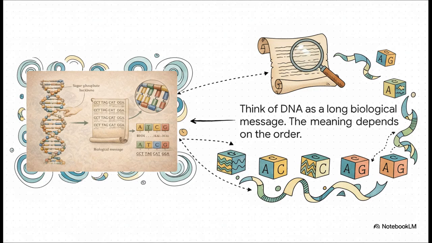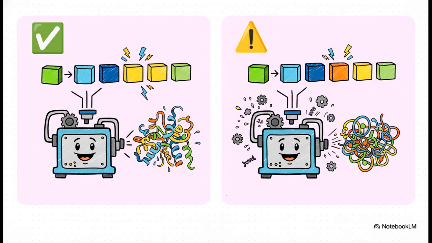A great way to think about this is to picture the entire DNA molecule as a massive scroll, a long biological message. The meaning of that message depends entirely on the order, the sequence, in which those A, T, C, and G letters appear. This shows the point perfectly. Take a look at the original message. Now, look at the changed one. Just one letter is different. A C was swapped for a T. It seems like such a tiny change, but in the language of genetics, that one little swap can create a completely different instruction. The meaning is totally altered.